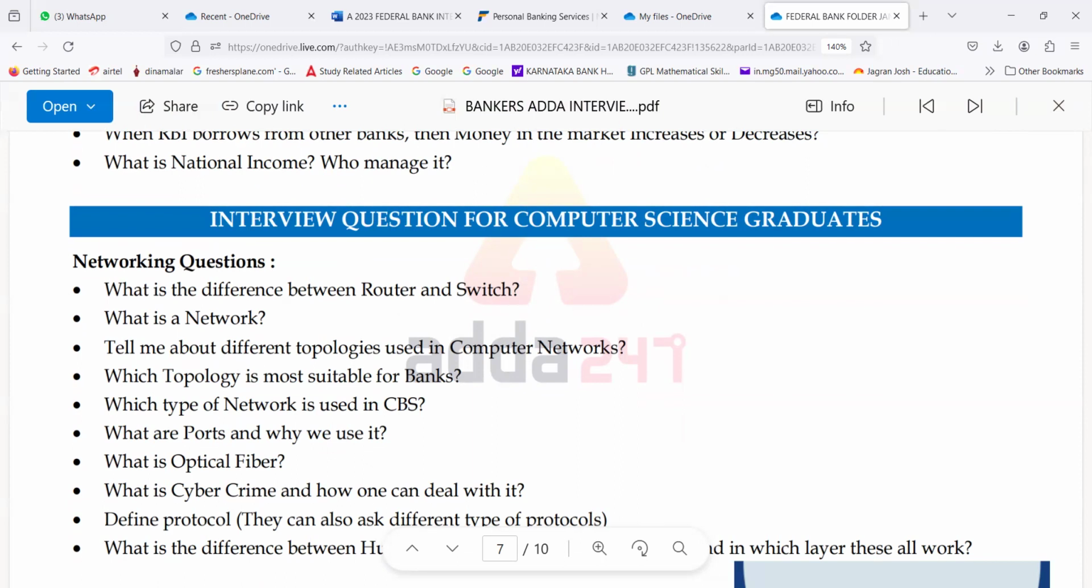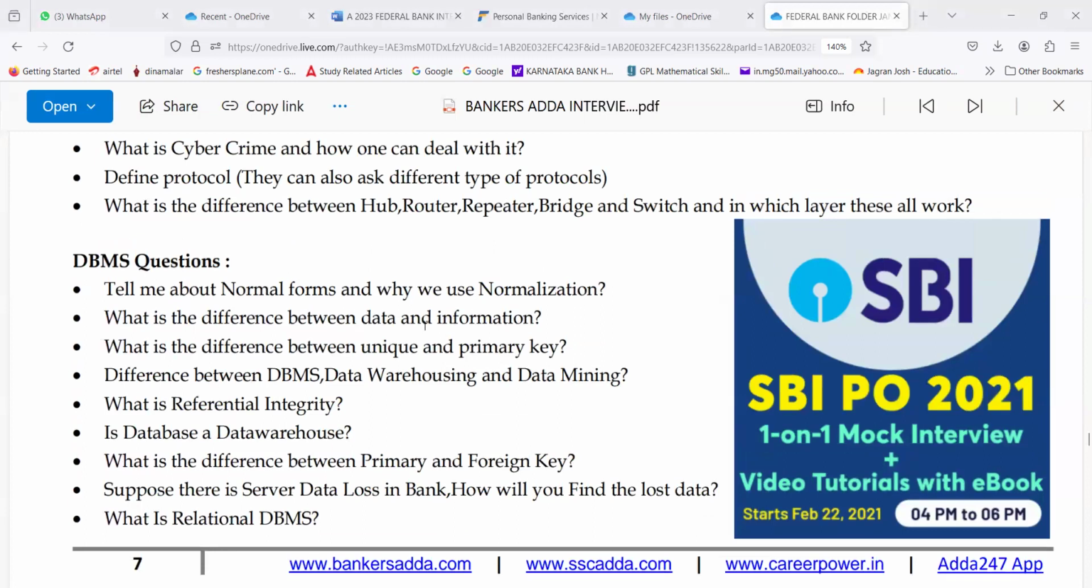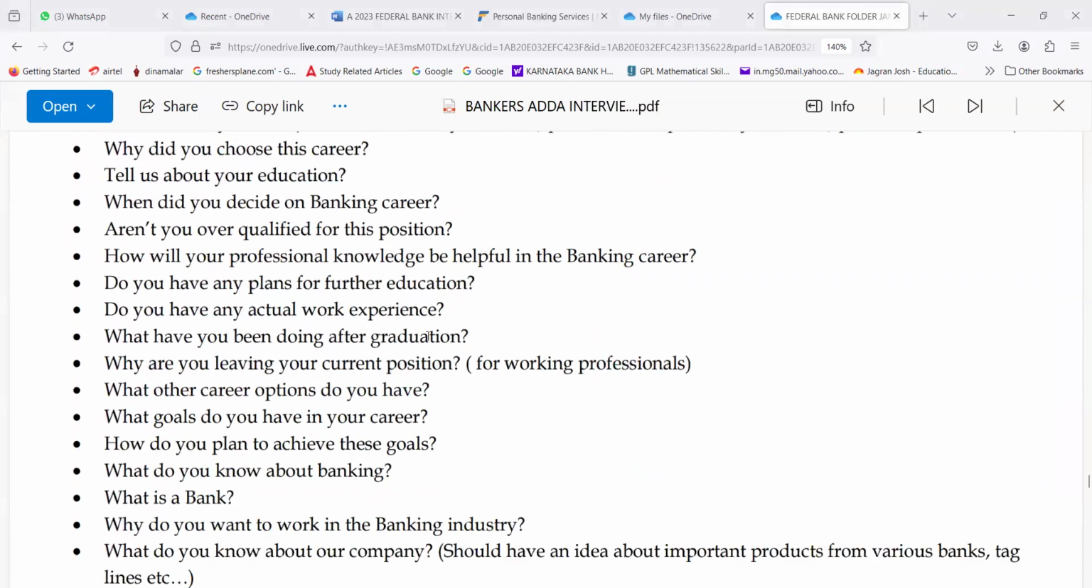What is her name? Swati. And for you also, all the questions are available here, but they do not ask such tough questions. They do not ask you very tough questions even from this. But then, as a computer student, you must be aware of all these questions.